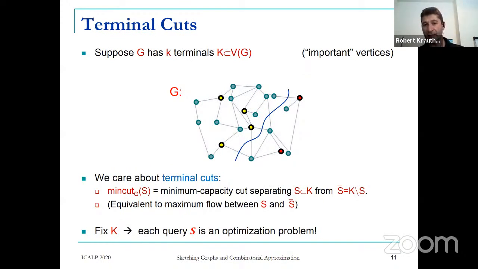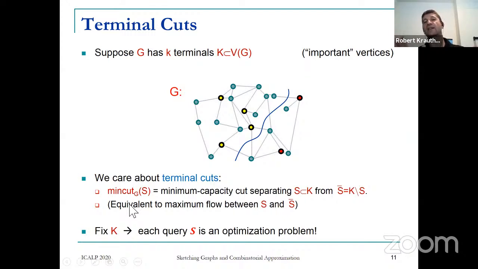You want to minimize the cut. So I'm going to call this the minimum cut in the graph G, between S and implicitly S bar, which now is not the rest of the vertices, it's just the rest of the terminals, as you can see, K minus S, all the other terminals. And this you can think of also as maximum flow between S and S bar, like you put a super source on S and a super sink on S bar. So I want to emphasize this is what's called single commodity flow, because you can put a super source and super sink.